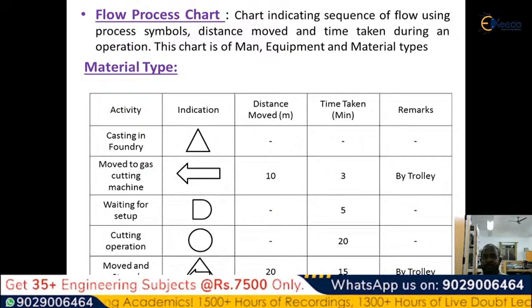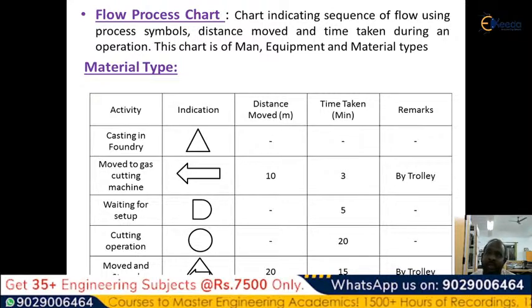Next comes the process flow chart. This process flow chart indicates the sequence by using the process symbols, what is the distance moved and what is the time taken. So it is going to indicate the distance moved, the time taken, as well as the symbols that I can use. Again, it can be of man, equipment, and material. It means how a man is going to flow for making a process, flow in the sense of how he is going to behave or what he is going to do.